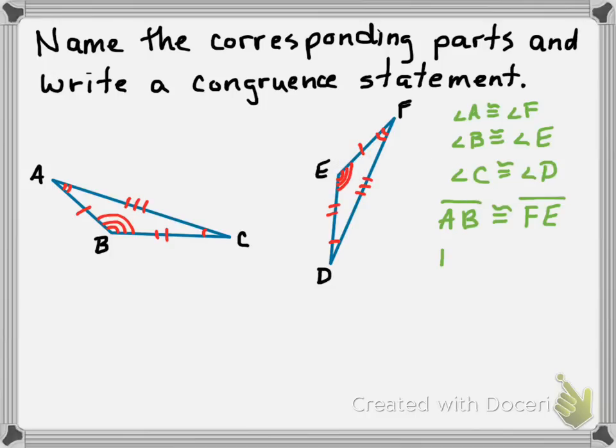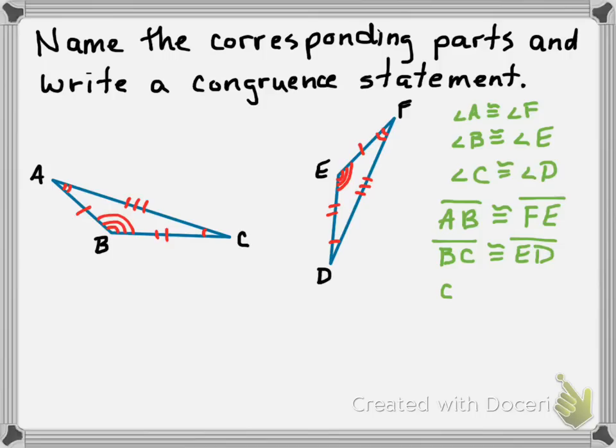Okay, same thing with the next one. I'm going to look at BC. So this has 2 tick marks, and it goes from 3 arcs to 1. So from B to C. So from E to D. From 3 arcs to 1. And yes, it has 2 tick marks. So they're congruent. So BC is congruent to ED.